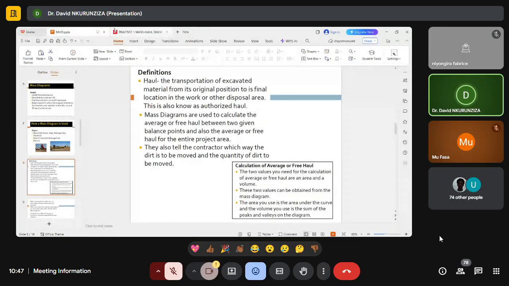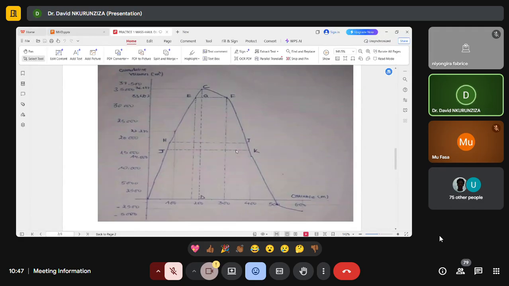Let us use an example. For this project, which is starting from 0 up to 600 meters, we want to compute the average haul distance. First of all, we have to define the points of balance. For example, for our project, let us say the points of balance are J and K.